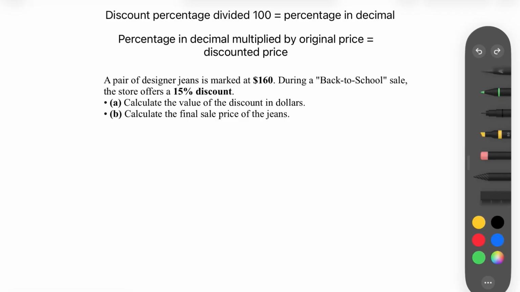As I said, always, always, always put yourself in the position of the scenario that they are putting forward. A pair of jeans is marked at 160. Remember, marked is just the original price. So they're saying that the pair of jeans is being sold for 160 during a back to school sale. The store offers a 15% discount. Calculate the value of the discount in dollars and then calculate the final sale price of the jeans.